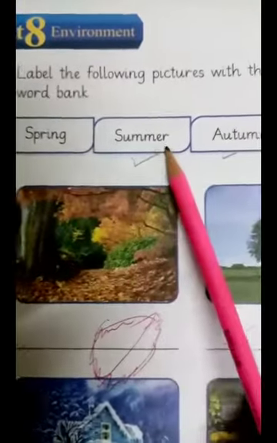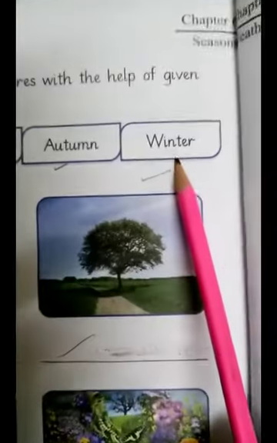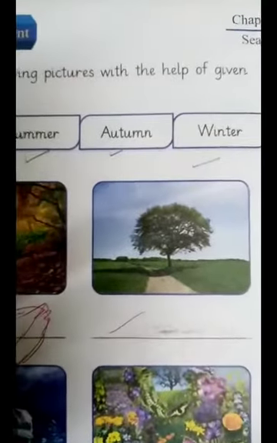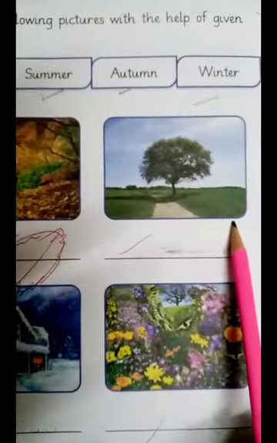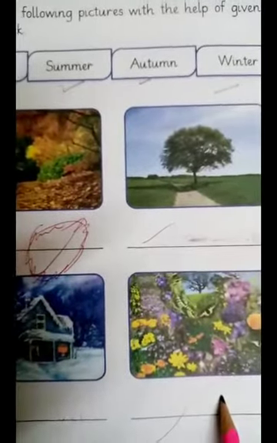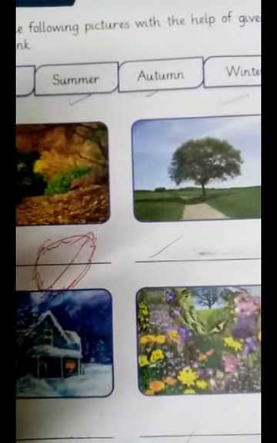Okay, this is our word bank. Spring, summer, autumn, winter. This is our word bank. And now you have to see which picture is spring season, and which picture is hot season, means summer season, and winter, and spring, summer, autumn.